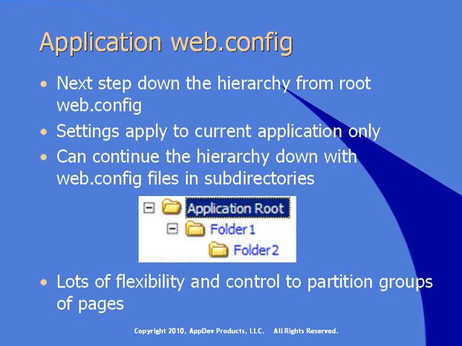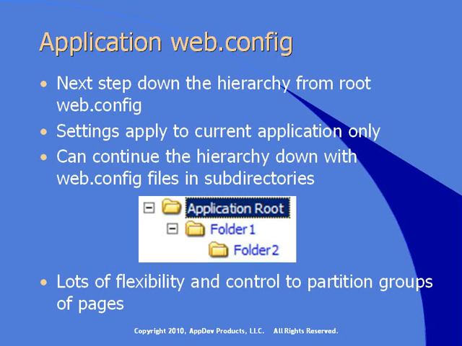So for example, say that you have this directory structure. Here's how the settings will be applied. First, it reads the settings from machine.config. Then it reads the settings from the root web.config. Then it uses the settings from the web.config file in the application root directory. And then it applies the settings from the web.config file in folder 1. And then finally it applies the settings in the web.config file in folder 2.